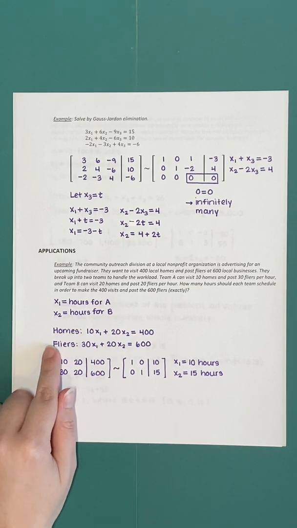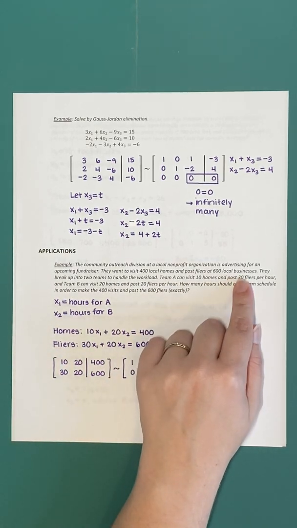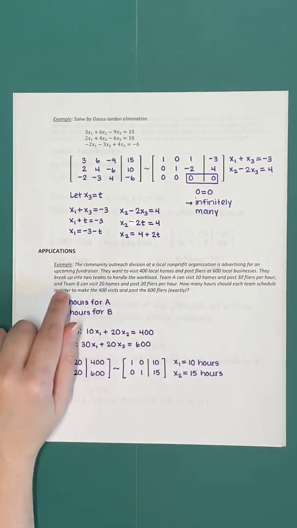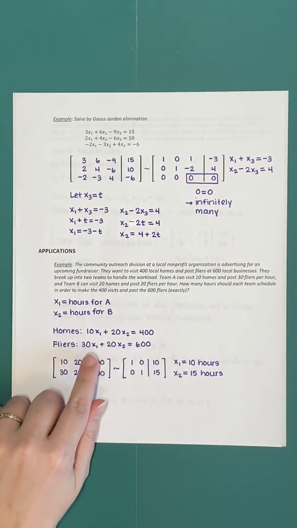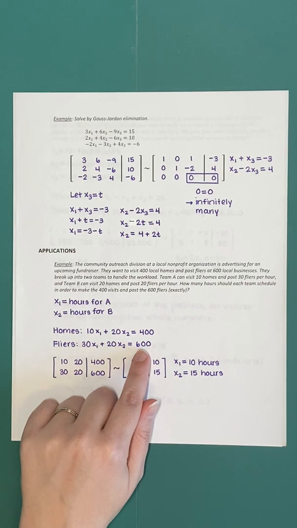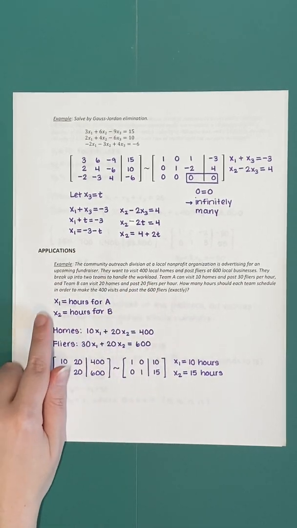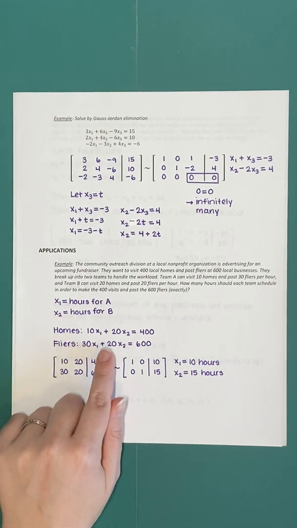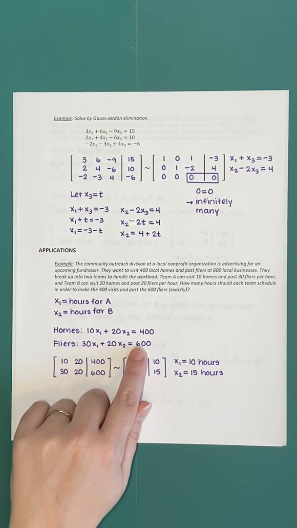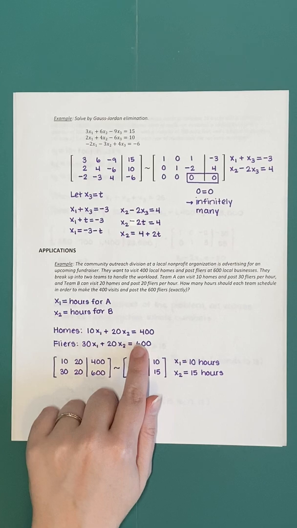Now, same thing for flyers. Team A can post 30 flyers an hour. So 30 flyers times the number of hours they work, that's going to be their contribution towards the total. And then 20 flyers an hour for Team B times the number of hours they work, that's going to be their portion contributed towards the total. We take the sum, and that's going to add up to exactly 600.